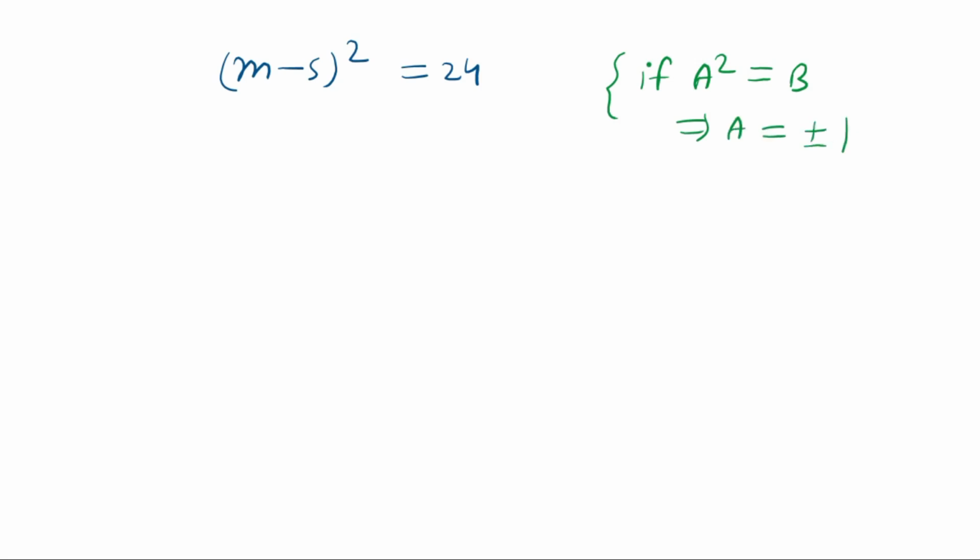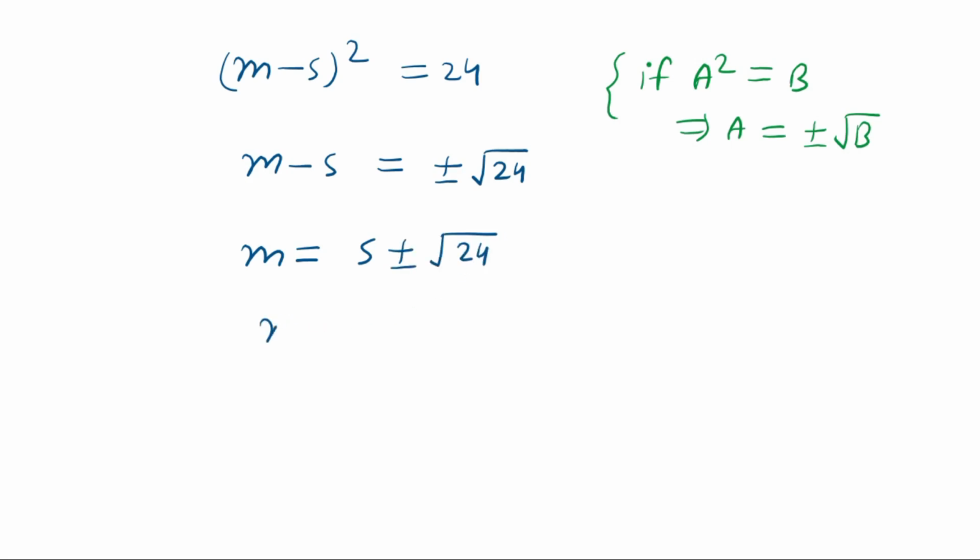On the left-hand side, m minus 5 whole squared is equal to 24. And here we will apply this rule: if a squared is equal to b, this implies the value of a is equal to plus minus square root of b. Then this expression is the same as m minus 5 equals plus minus square root of 24. Then m is equal to, if we take the 5 to the right-hand side, 5 plus minus square root of 24.